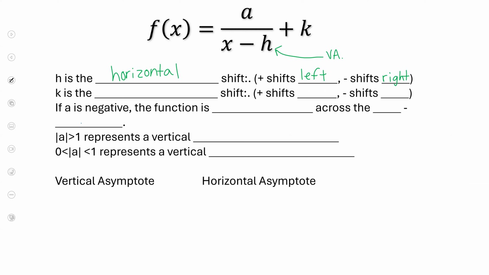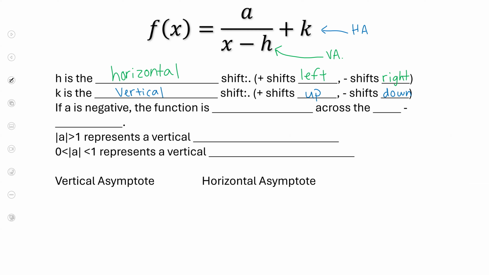Your k value is what kind of shift? Vertical. That tells you if it goes up or down. So if you have a plus, it goes up, and if you have a minus, it goes down. This will also tell you your horizontal asymptote.